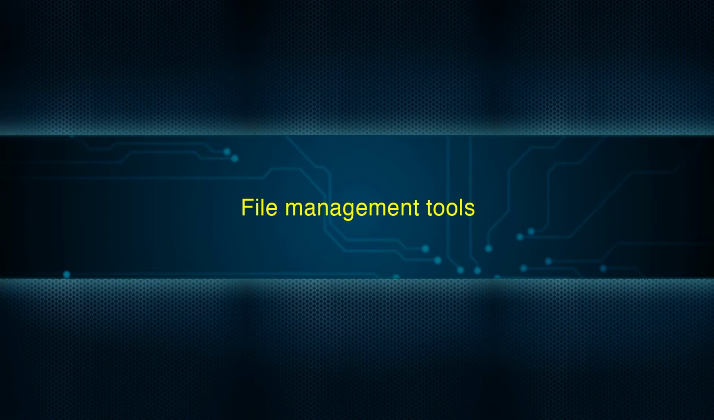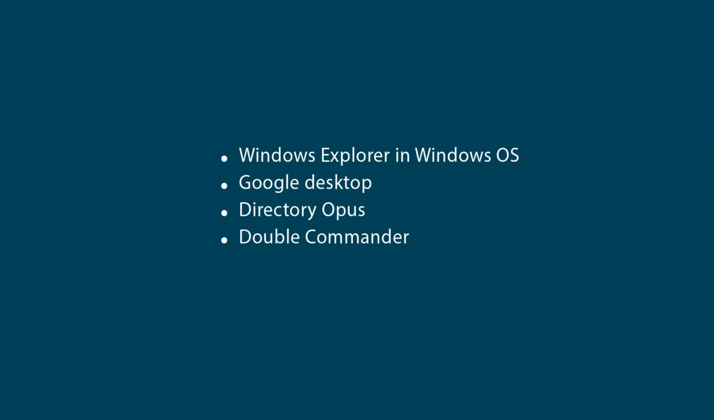File management tools. As we know, file management is an important function of operating systems, as all data and instructions are stored in the computer in the form of files. Utility software providing regular file management tasks like browse, search, update, preview, etc. are called the file management tools. Windows Explorer in Windows operating system, Google Desktop, Directory Opus, Double Commander, etc. are examples of such tools.